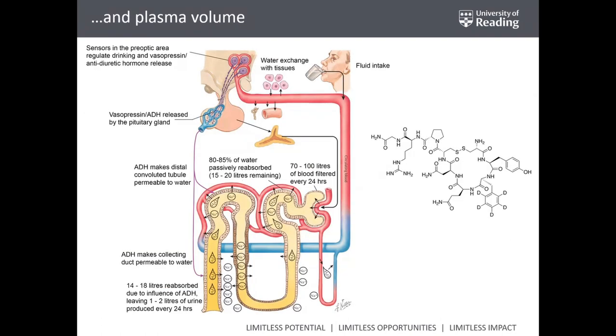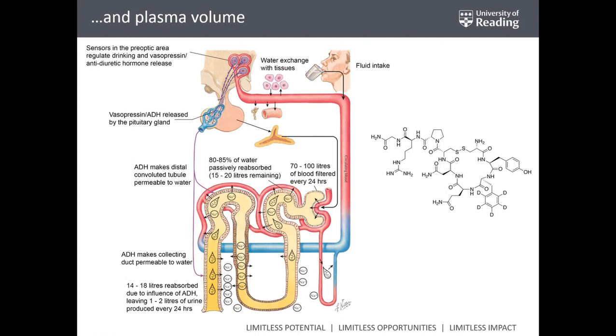So this, of course, has a consequence on the plasma volume and as a consequence on the blood pressure. The sensors in the preoptic area of the brain regulate drinking behavior. It gives us the sense of thirst. And the sensors in the preoptic area are sensitive to the osmolarity of the blood. So when the osmolarity of the blood increases, we are thirsty. That's why after a jog, we are thirsty, because the osmolarity of our blood increases.